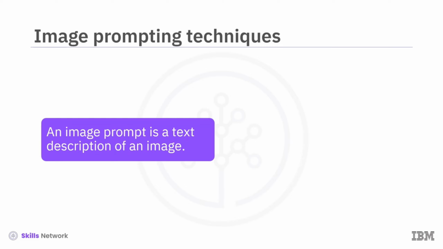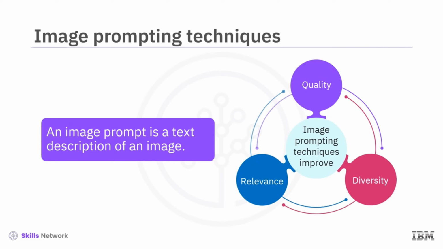To increase the impact of images obtained through generative AI models and make them more convincing and compelling, you can use image prompting techniques. These techniques aim to improve the quality, diversity, and relevance of images produced by generative AI models. There are different image prompting techniques that can be used to improve the impact of images. Let's learn about these techniques one by one.